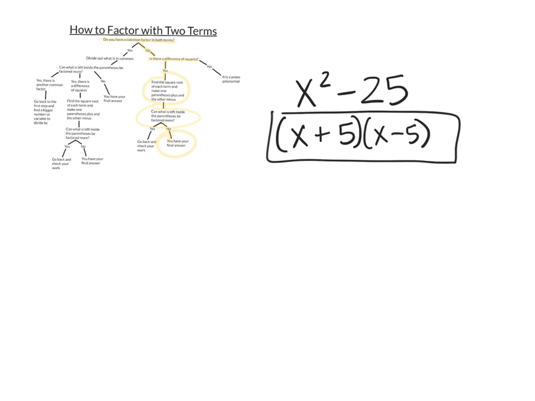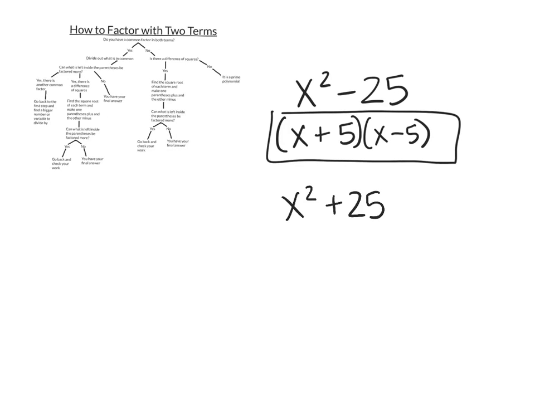And I lied, I'm going to show you one more. So let me erase this highlighting. And the other one I'm going to show you is this, x squared plus 25.